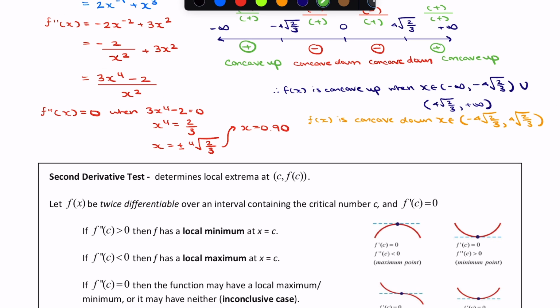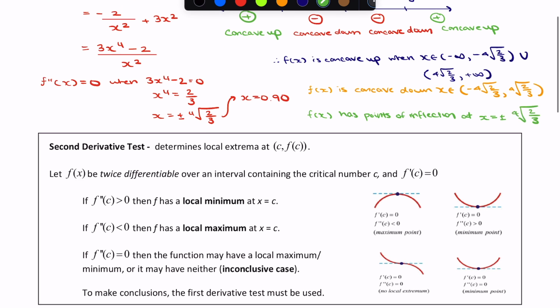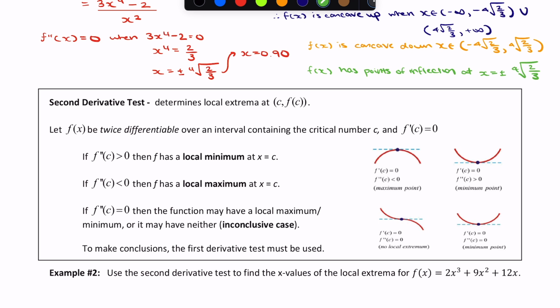And then also we can say that f of x has points of inflection when x is equal to plus or minus the fourth root of 2 over 3. Okay, so now let's take a look at the second derivative test.